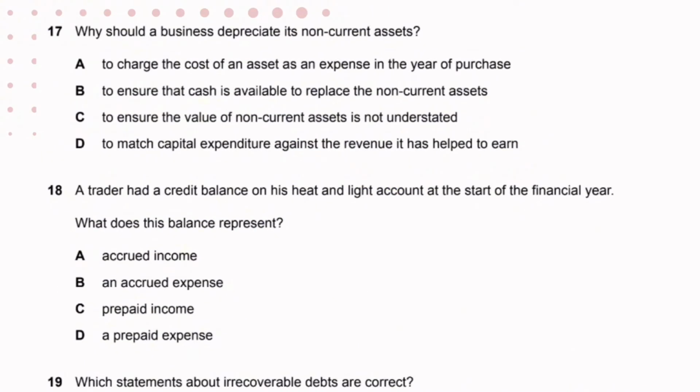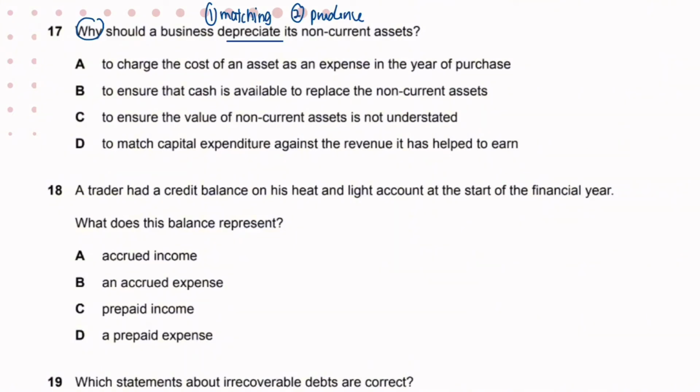19. Why should a business depreciate its non-current assets? So the question is asking you why, so it's the reason. There are only 2 concepts that you need to know for depreciation. The first one is the matching concept. Matching is to match the cost of depreciation against the revenue earned in the accounting period. And then the second concept is prudence. Prudence is to ensure profits and non-current assets are not overstated. So there are the two main concepts for the reason of depreciation.